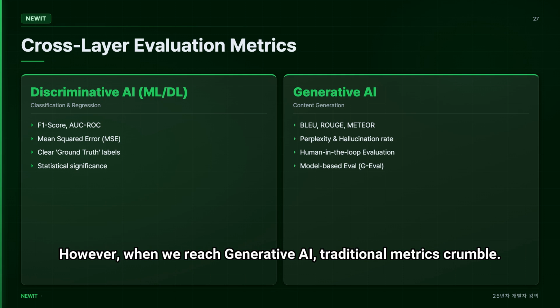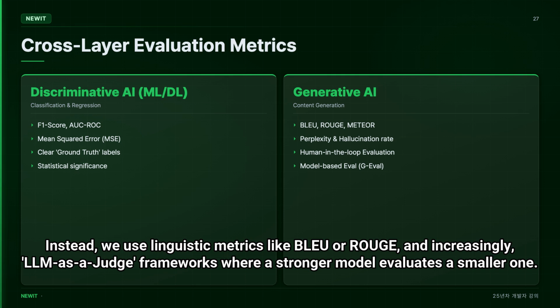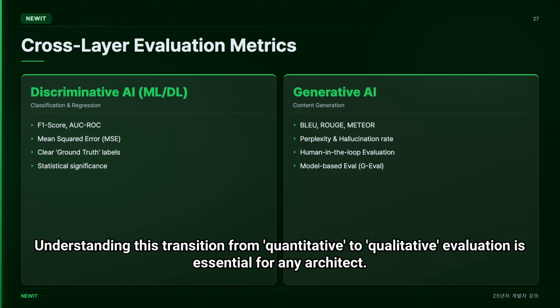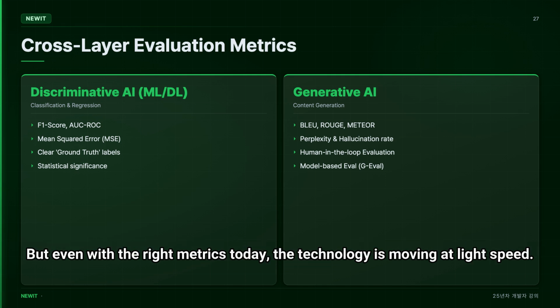However, when we reach generative AI, traditional metrics crumble. You cannot evaluate a poem or a complex reasoning chain with an F1 score. Instead, we use linguistic metrics like BLEU or ROUGE, and increasingly, LLM-as-a-judge frameworks where a stronger model evaluates a smaller one. Understanding this transition from quantitative to qualitative evaluation is essential for any architect. This allows you to build a robust MLOps or LMOps pipeline that actually reflects user satisfaction. But even with the right metrics today, the technology is moving at light speed.